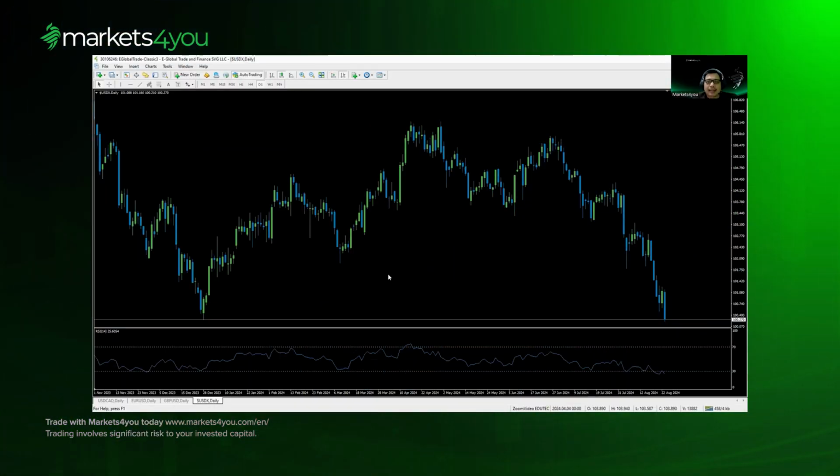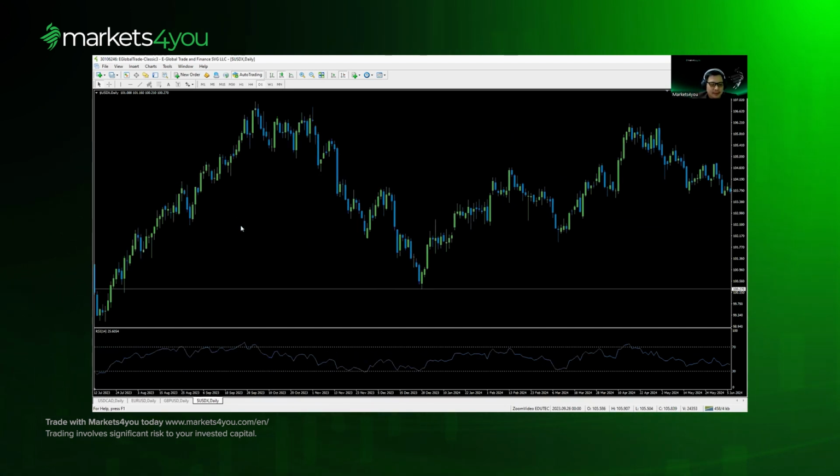The RSI can help identify overbought and oversold conditions in the market. If the RSI is above 70, it indicates that the market is overbought and may be due for a correction. Conversely, if the RSI is below 30, it suggests that the market is oversold and may be due for a rebound. Let me find some examples for you.